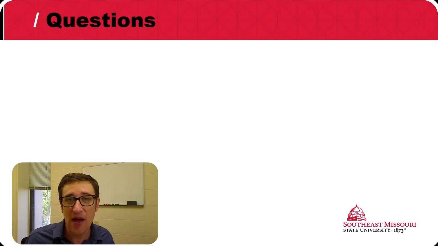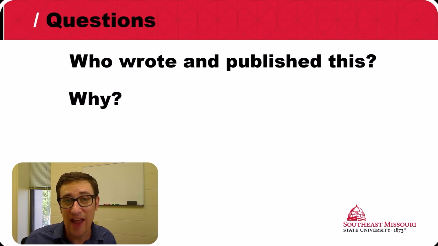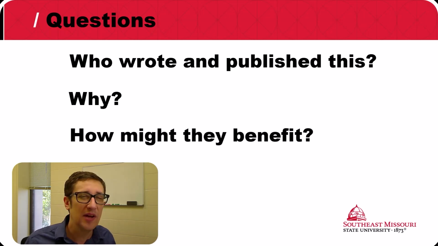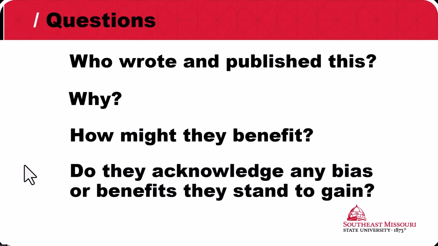So basically, you ask a few questions. Whatever information you hear, say, who wrote and published this? Who is this person? Do I believe them? Why should I believe them? Are they an expert on this subject? How might they benefit from this? And if they do benefit a little bit, maybe that's fine, right? Maybe they're promoting a book that they wrote, but maybe the book is really credible. But just think about that. Do they have some ulterior motive? And do they acknowledge any bias or benefits they stand to gain, like we just talked about? So hopefully that gives you a few things to think about when you engage in research information.